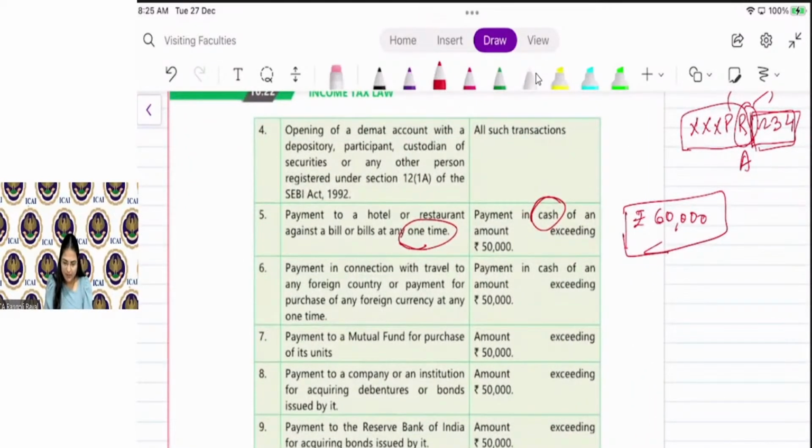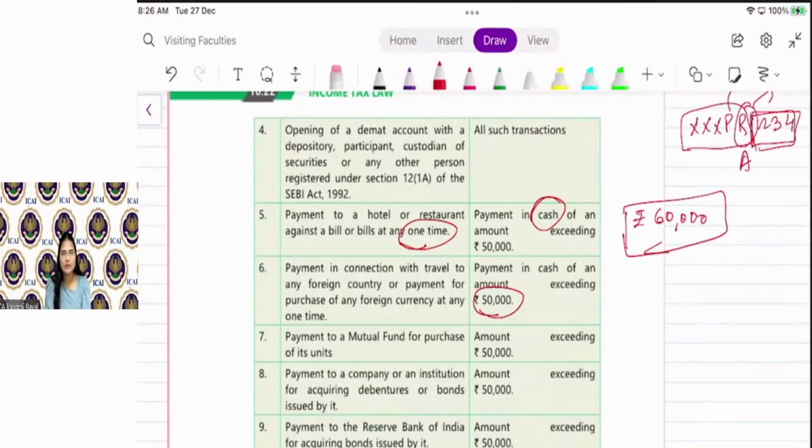Next, payment in connection with travel to a foreign country or payment for purchase of any foreign currency at any one time. So if you are paying for purchase of foreign currency, and a single payment is made in cash amounting to more than 50,000, then you have to provide your PAN.